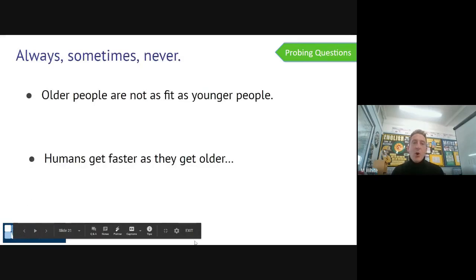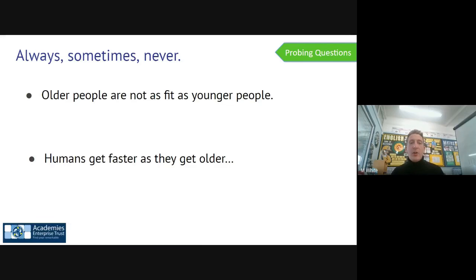Next question, always, sometimes, never. So that's asking you to pick whether it is always, sometimes, or never, and then just give a brief explanation as to why. So older people are not as fit as younger people. Is that always, sometimes, or never? Now be very careful with that, okay? So don't just automatically go never, because older people aren't as fit as young people, because I'm sure there is lots of older people out there that are much better than me, for example.